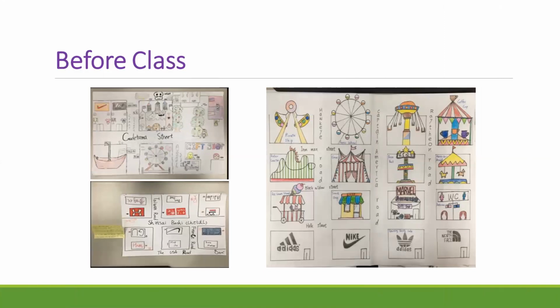Okay, so this is before class. We have already collected the appropriate materials by ourselves. So you can see this is a map and the amusement park. Students love amusement parks a lot. So they draw a pirate ship, many sports shops, an ice cream stand, a coffee shop. Yes, so this is what we did before class.